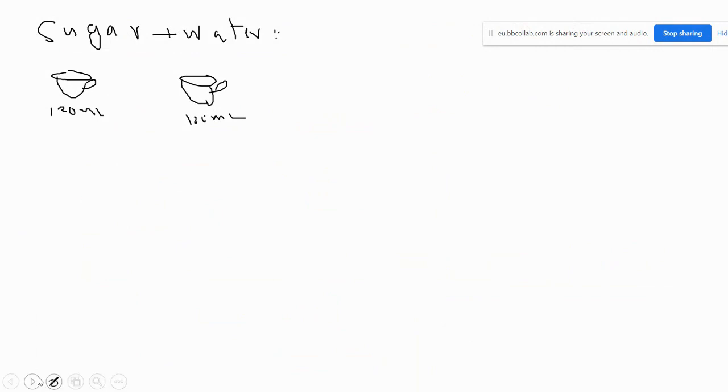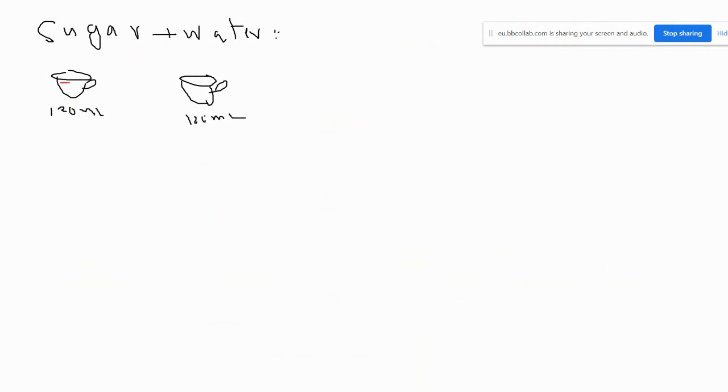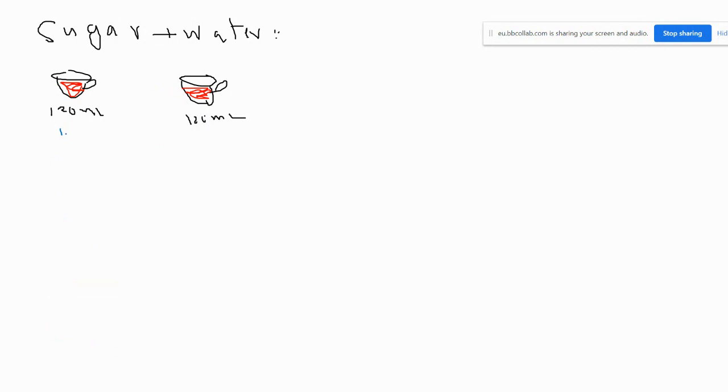And there is tea here. We want to make tea, basically. This is tea. We take 120 ml of tea here and here, and then we add 10 grams of sugar, or you can say we add 1 teaspoon of sugar, and here we added 2 spoons of sugar. Which teacup will be sweeter?